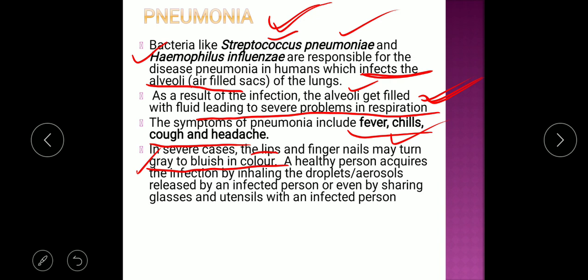How is a healthy person affected? A healthy person acquires the infection by inhaling the droplets or aerosol released by the infected person. If the droplets or aerosol released by the infected person are inhaled by a normal person, they will be affected. And the use of common utensils like glasses can also make a normal person infected.